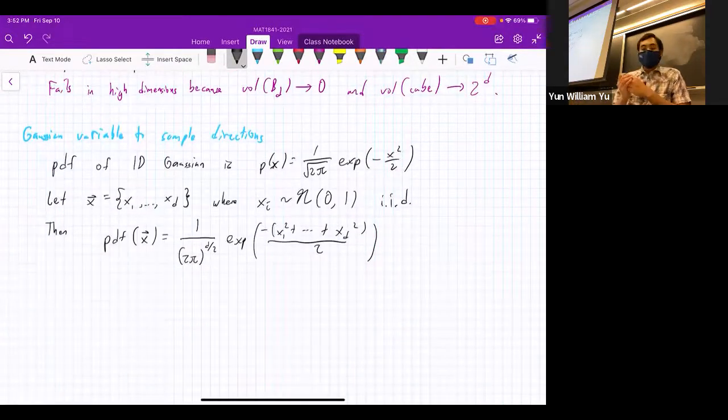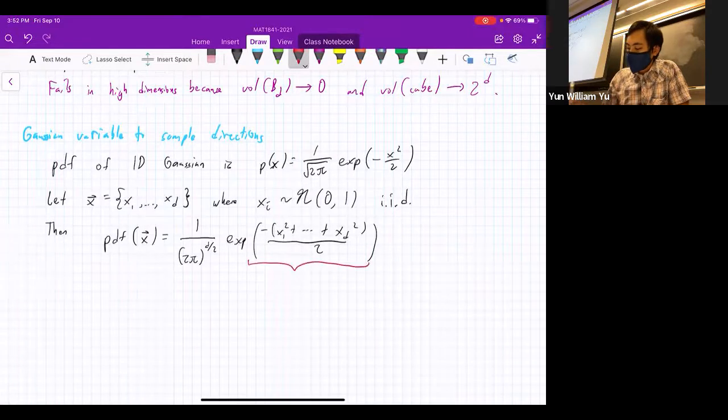So what can you tell me about this PDF? Exactly, it depends only on the norm. It is spherically symmetric. And so if you swap any two of the coordinates, so long as the total norm is still the same, you're still going to get the same value. And so this here is spherically symmetric.